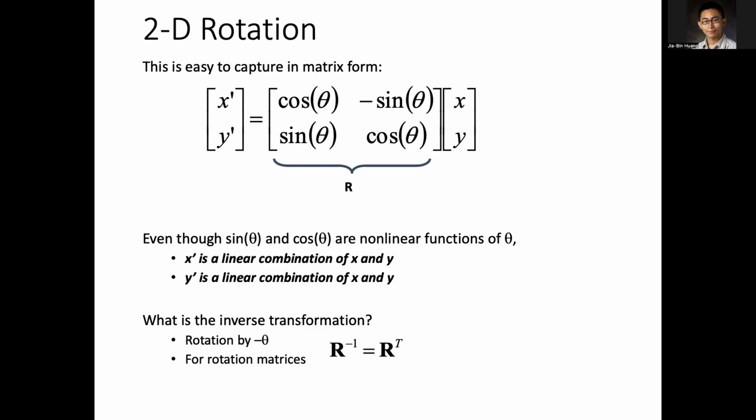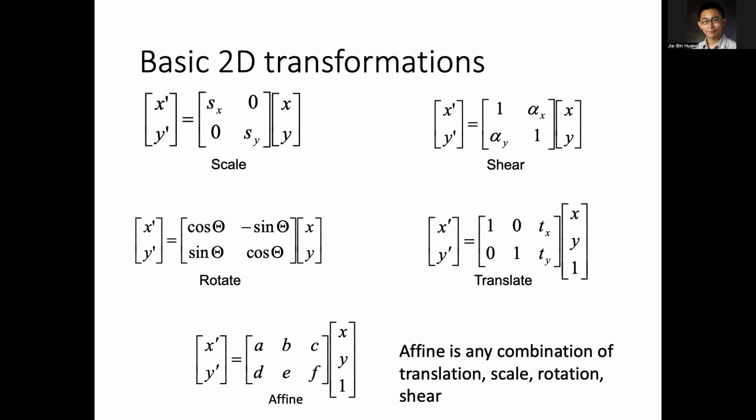So this is kind of annoying, right? Because even with a simple translation, I cannot represent that as a linear transformation of x and y. But there's a trick. The trick is the following. Look at the basic transformations. Here we have the identity, this scaling and shear, that's just shearing x and y, and rotate, and you can have translate.